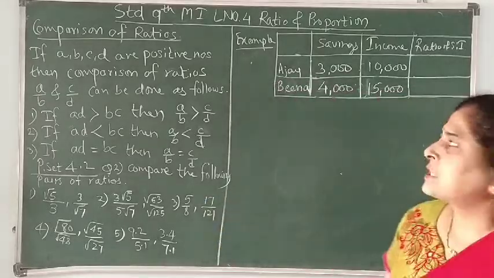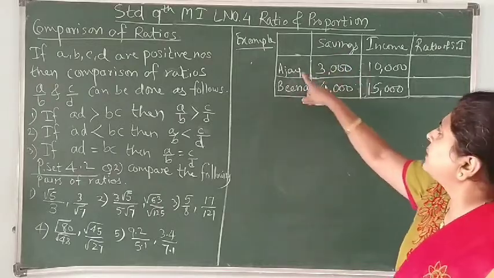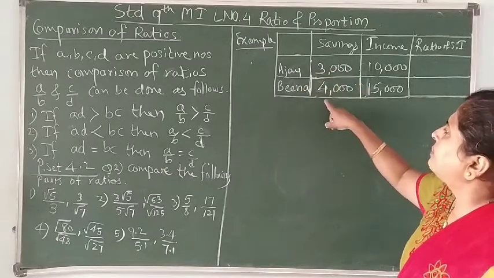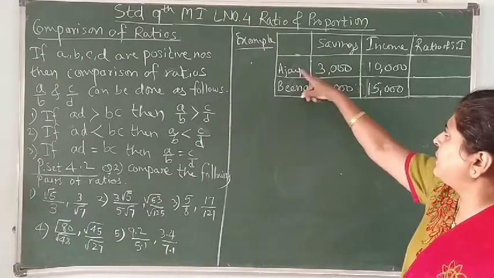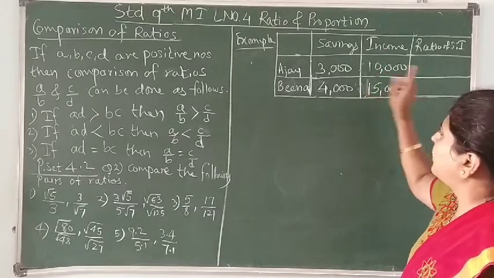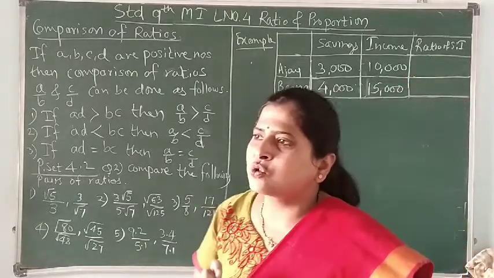Okay, so let's take one example where I have written some information in tabular form. See, there are two persons, Ajay and Beena. Their savings are given, say, $3,000 and $4,000 are the savings of Ajay and Beena respectively, where their incomes are $10,000 and $15,000. Now let's see what is the ratio of their savings to income.